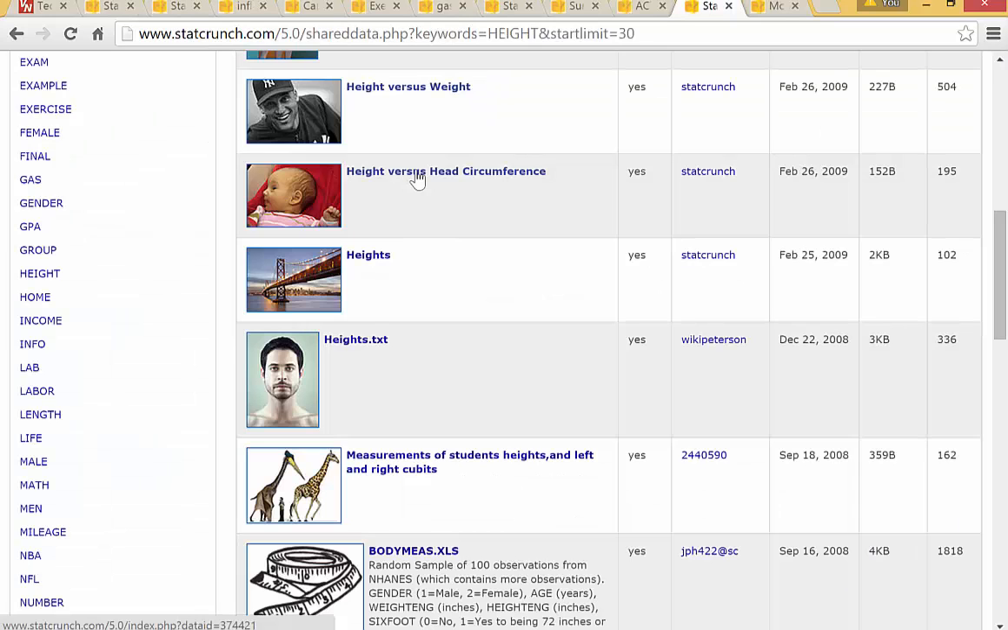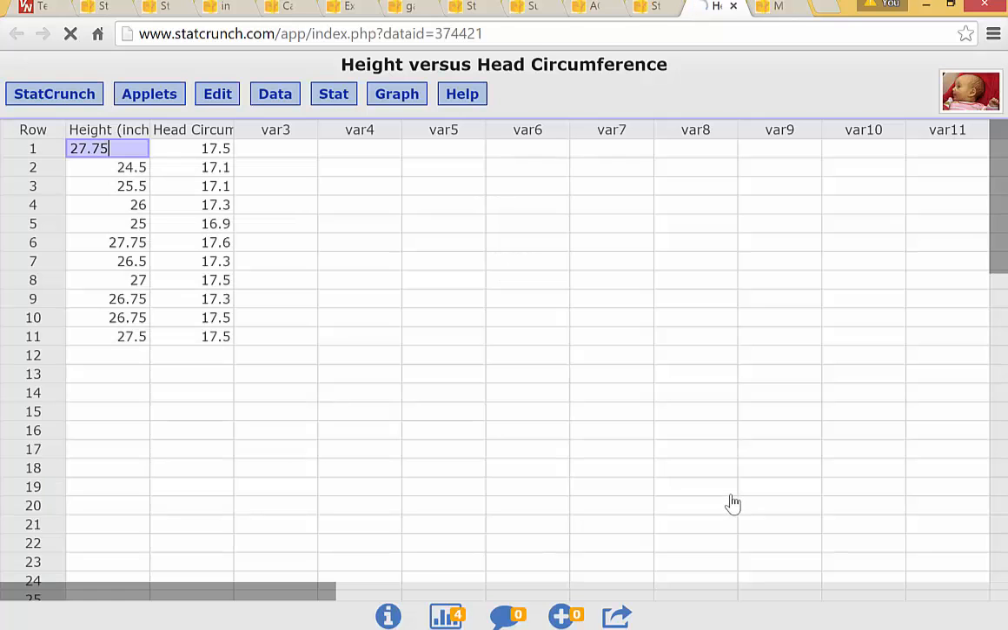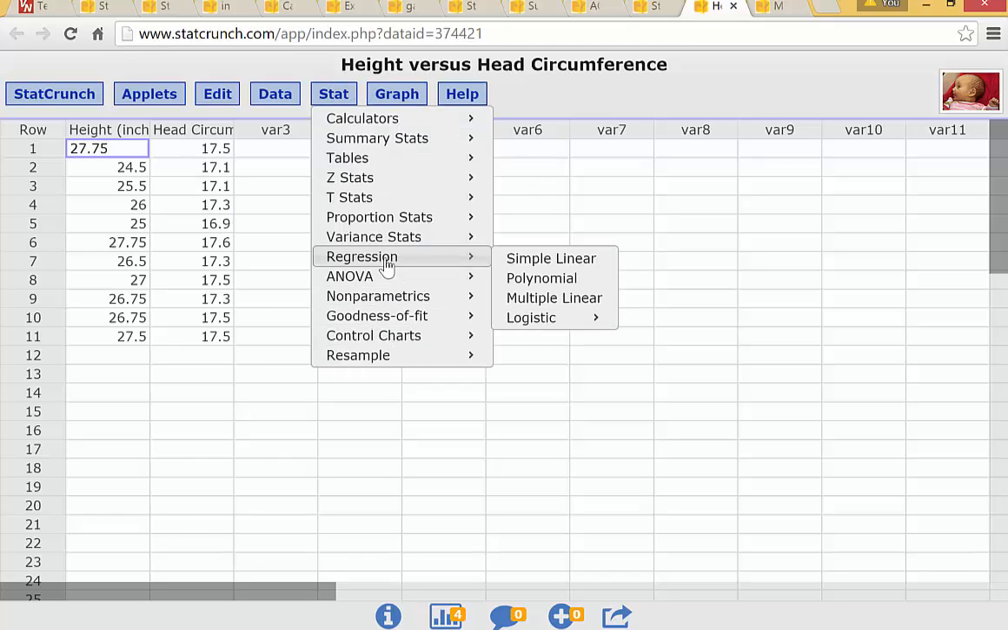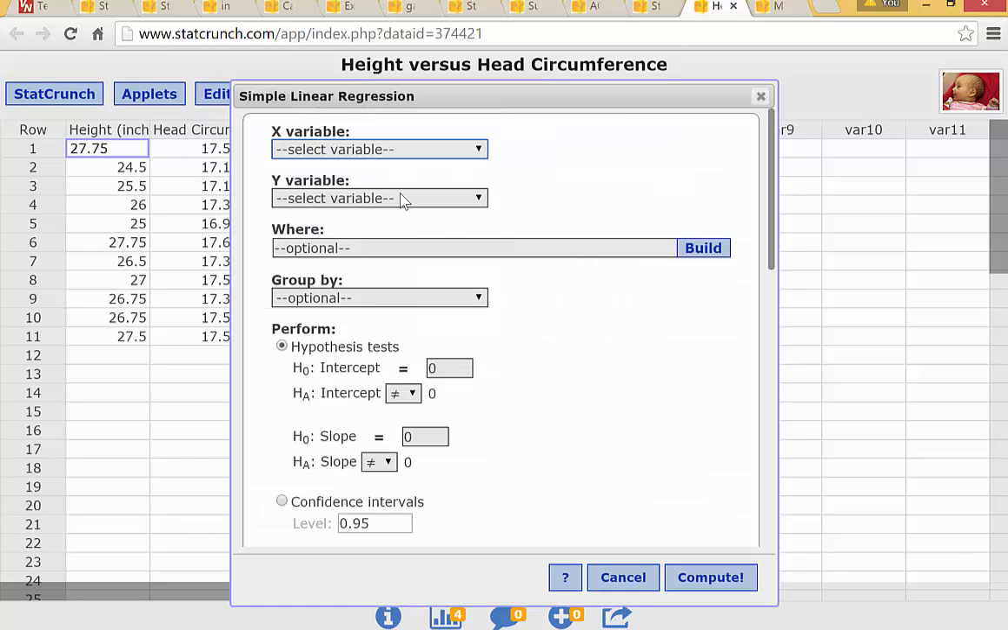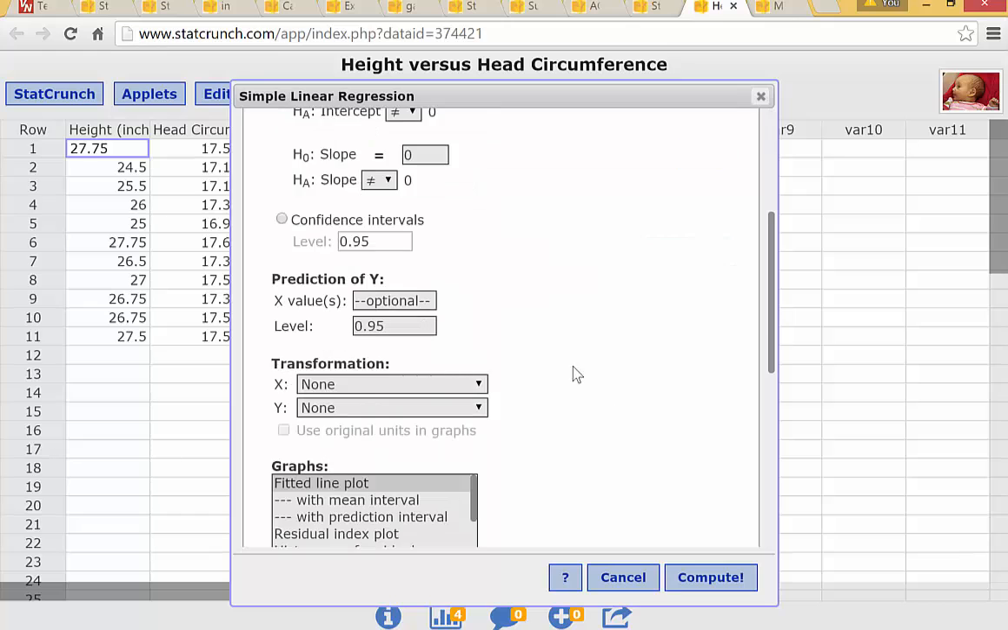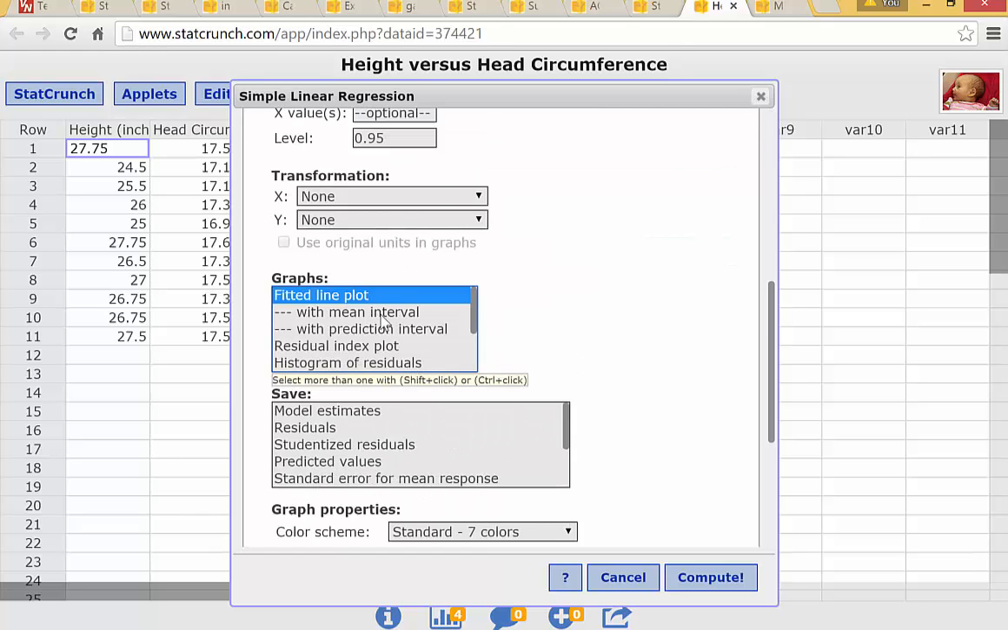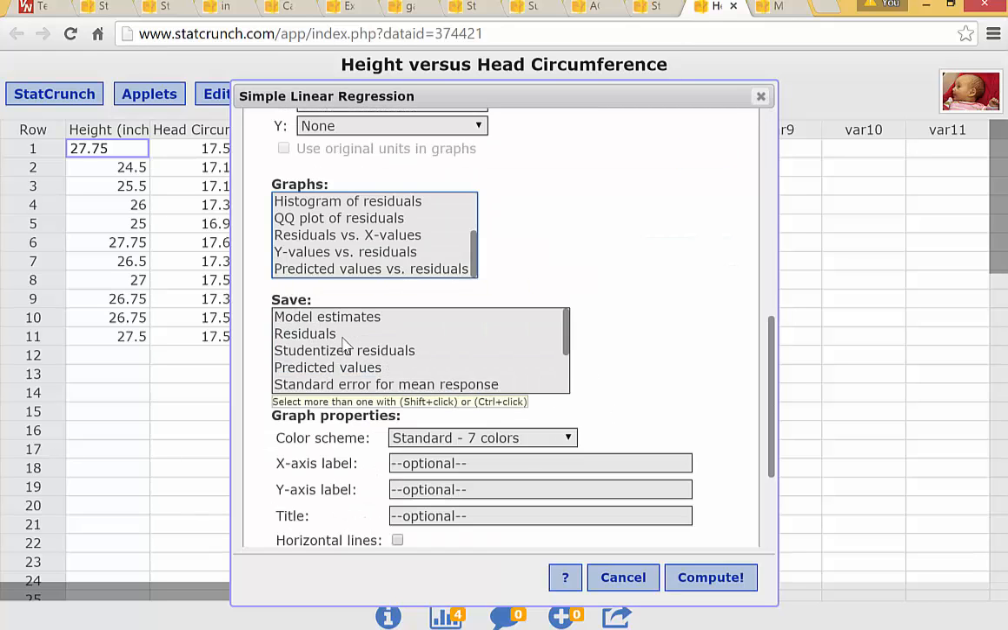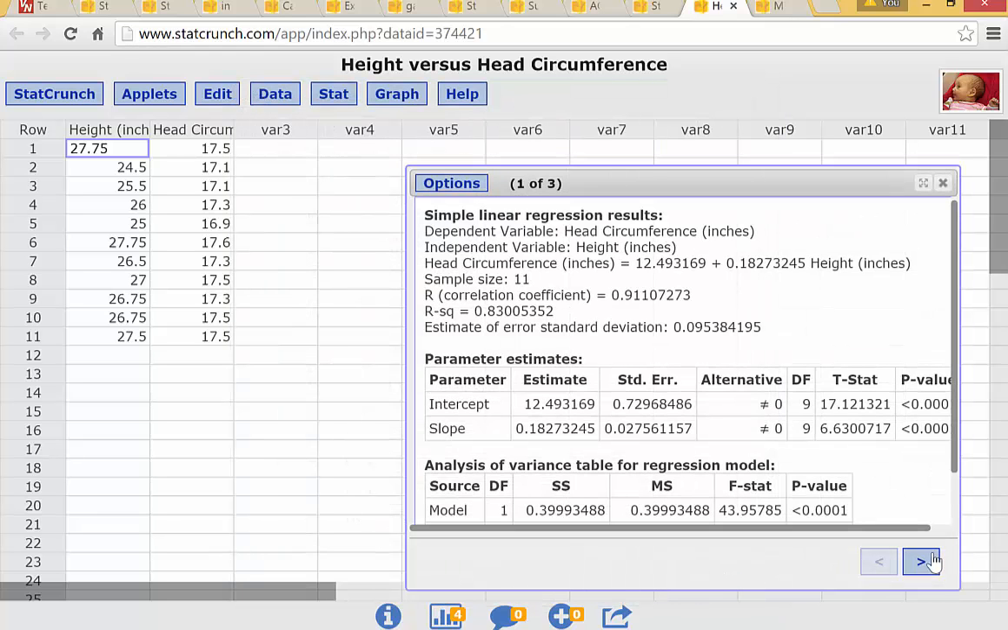Here's an interesting one that says height versus head circumference. Again, there's not very many data values here, only 11, but we'll click Stat, Regression, Simple Linear. We might select height as the x variable, head circumference as the y variable. Plot the fitted line. Residuals versus x values, compute.